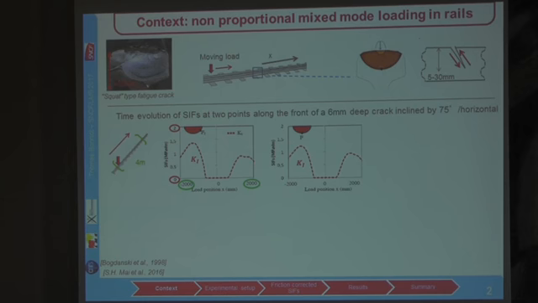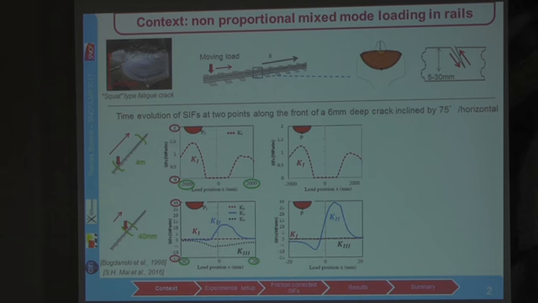And we can see here that when the load is far away from the crack, the rail will bend upwards, thereby inducing some mode 1, some opening. And as the load gets closer to the crack, the rail will bend downwards and the crack will be closed but sheared. So we have a different proportion of mode 2 and mode 3 depending on the position along the crack front.